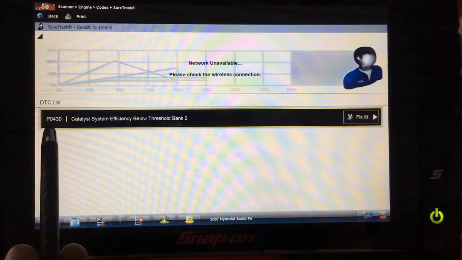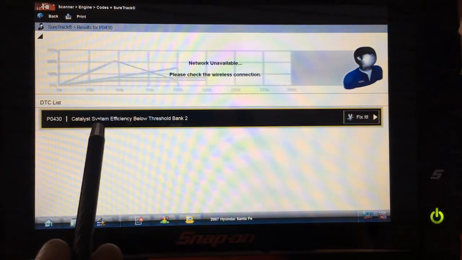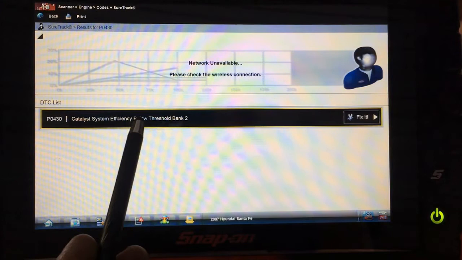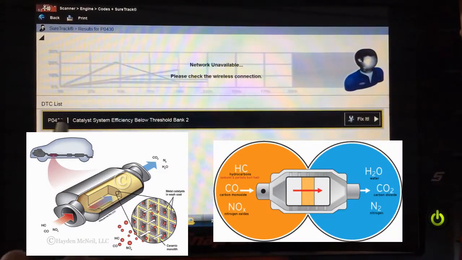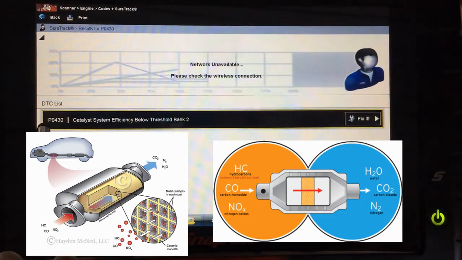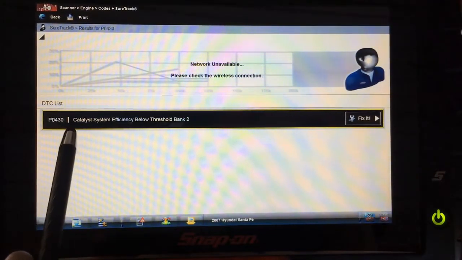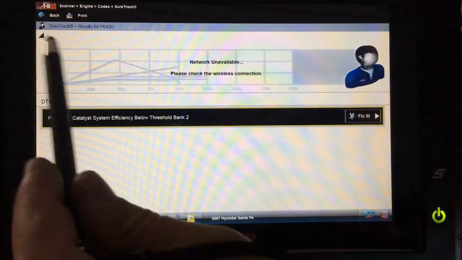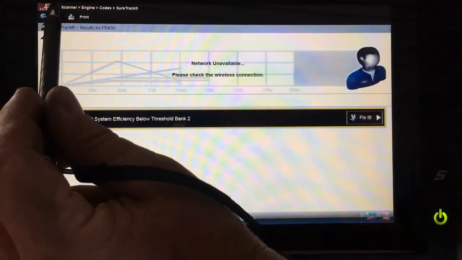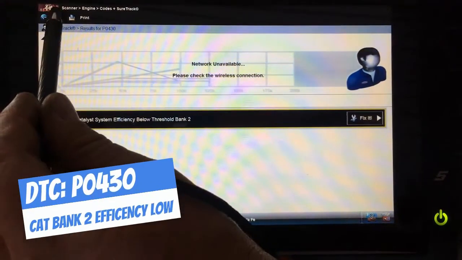So we have a P0430, catalyst system efficiency below threshold. So what that means is on the exhaust we have catalytic converters that are not functioning. So the catalytic converter is monitored by O2 sensors. But before I do that, it's always good, so we know what the code is.